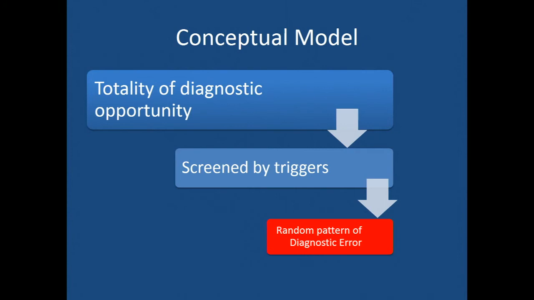The real problem, I think, as we started looking into it, was what we construed to be perhaps an ineffective conceptual model. So again, this is what we were doing, and I suspect it is reflective of what's going on in other academic emergency departments. But we really were looking essentially at the totality of diagnostic opportunity, and then we would screen them by whatever triggers were available to us. And then we kind of came up with a random pattern of diagnostic errors that didn't really have a place to live.